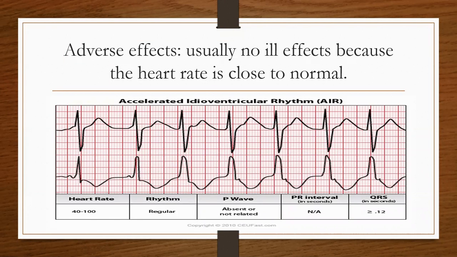With your accelerated idioventricular rhythm, there's usually no ill effects as long as that heart rate stays up, because your heart rate is close to normal with the accelerated idioventricular rhythm. You have a rate of between 40 and 100.